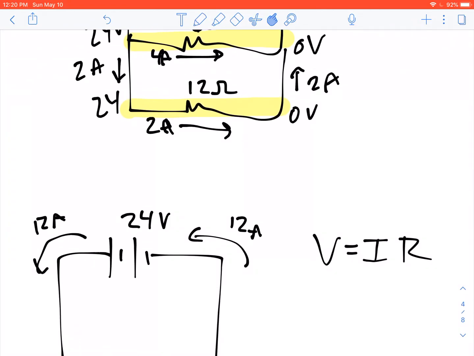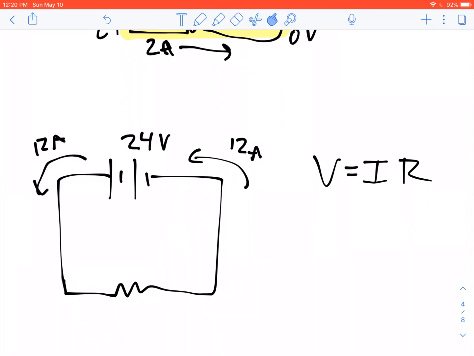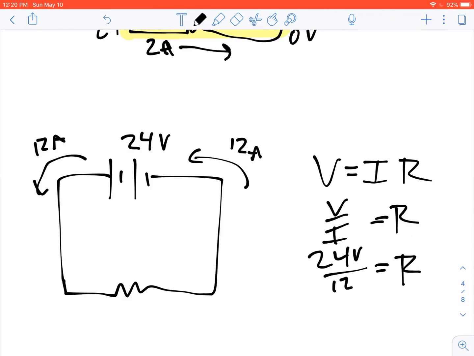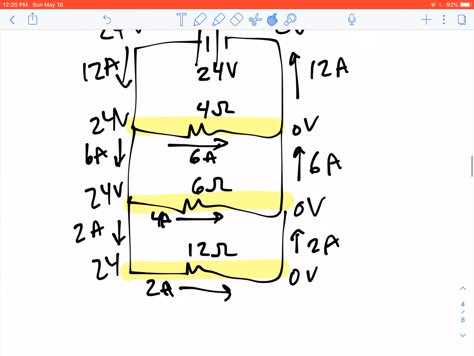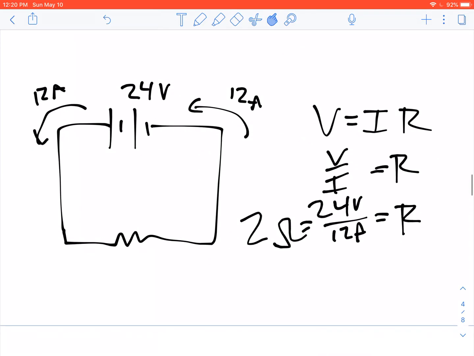And we can consider the equivalent resistance of this, just like we did in the previous one. We can say R equals V over I. R equals 24 volts over 12 amps equals 2 ohms. And again, with a parallel circuit, we get less resistance than the individual resistors would have suggested.